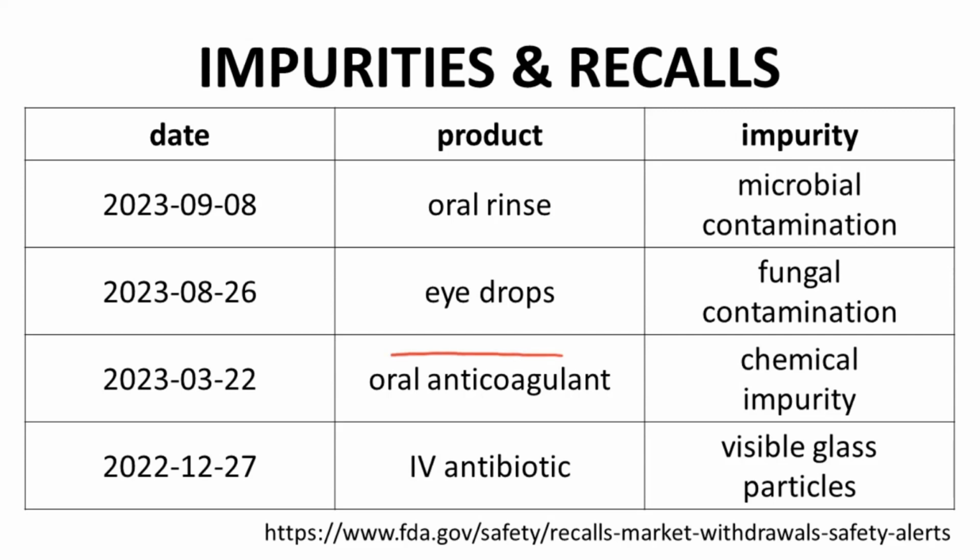Next, we have an oral anticoagulant. This is an oral pill. A chemical impurity was found in this product and required a recall. While I am not completely certain, I believe that the impurity is from the synthesis of the drug substance, the API, and not from the formulation.